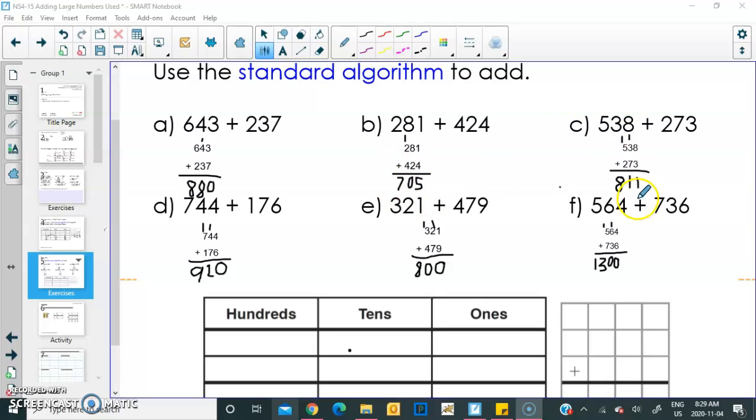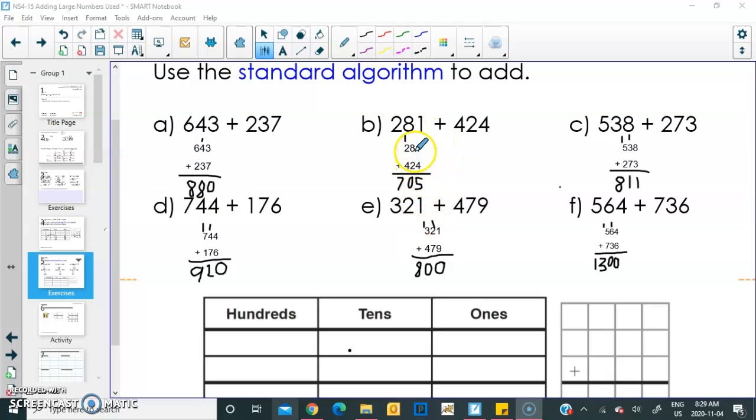For C, you should have gotten 811. For D, 920. For E, 800. And for F, 1,300.